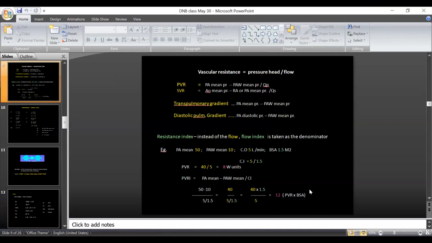Now it has come. I have discussed the pulmonary vascular resistance and SVR. I have discussed the pulmonary gradient, the transpulmonary gradient, and the diastolic pulmonary gradient. Now we'll tell the application of that.